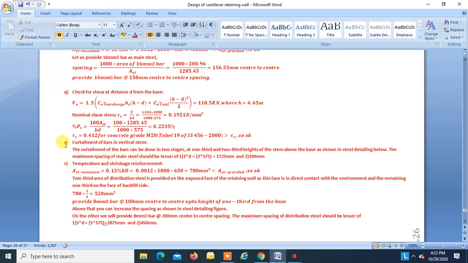Now come to the curtailment of the bar. The curtailment of bars in vertical stem can be done in two stages, 1/3 and 2/3 height of the stem above the base, as shown in the steel detailing below. The maximum spacing of the main steel should be lesser of 3 times d, that is equal to 1725 mm, or 300 mm.